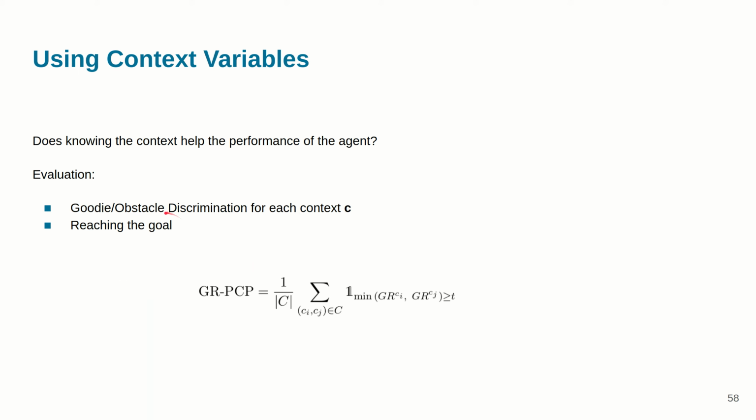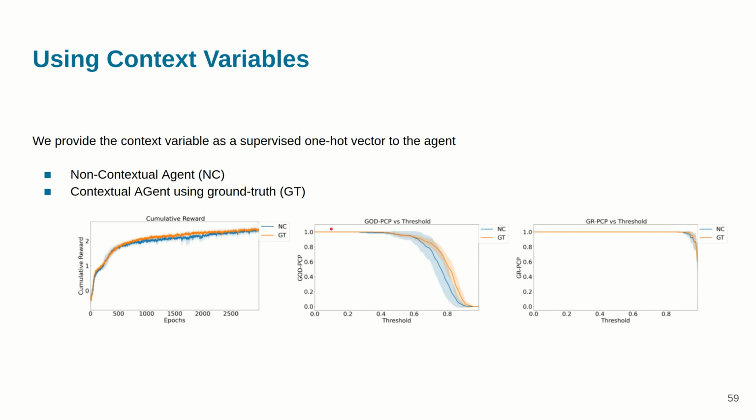In addition, we would also like to evaluate if the agent reaches the goal in the end. Therefore, we just count how many times in the number of episodes that we ran, the agent actually reached the goal. We evaluate 2 agents in this environment. One is a non-contextual agent, which is simply trained on the environment. The other is a contextual agent that uses the ground truth variable, a one-hot vector that is given to the agent's policy in addition to the state representation.